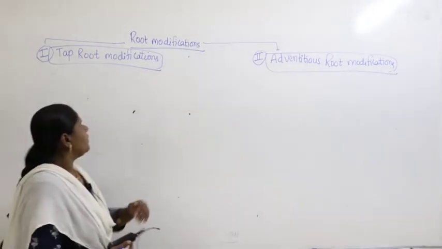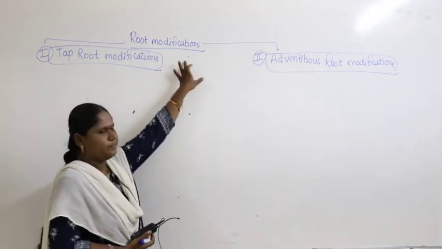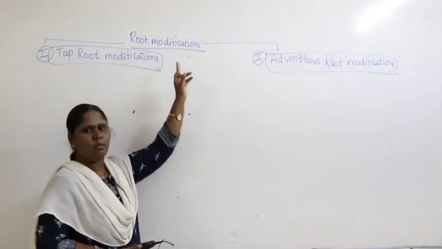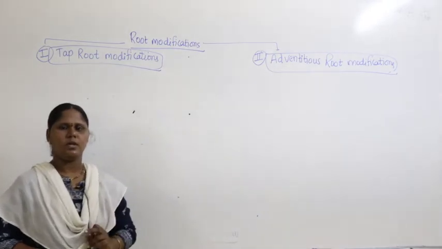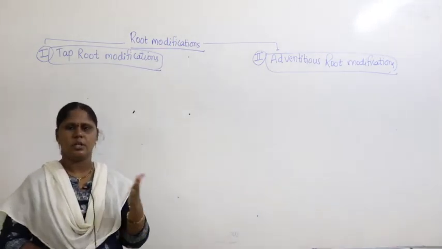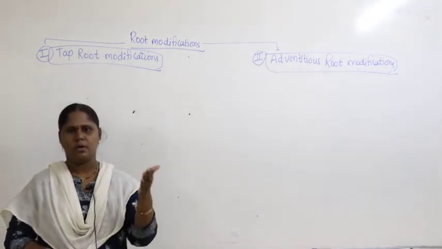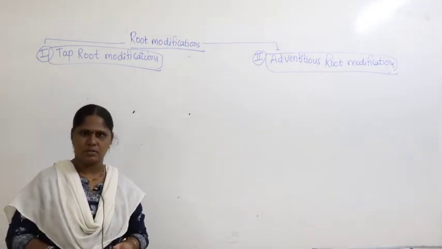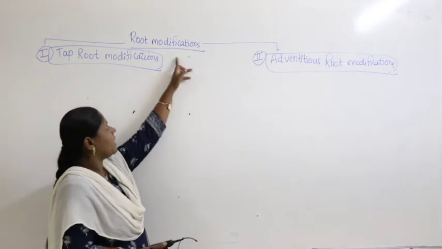Let us continue with root modifications. So you all understood what exactly is meant by modification. What is modification? A permanent change in the shape or structure of the root or stem to perform special functions is called what? Modifications.